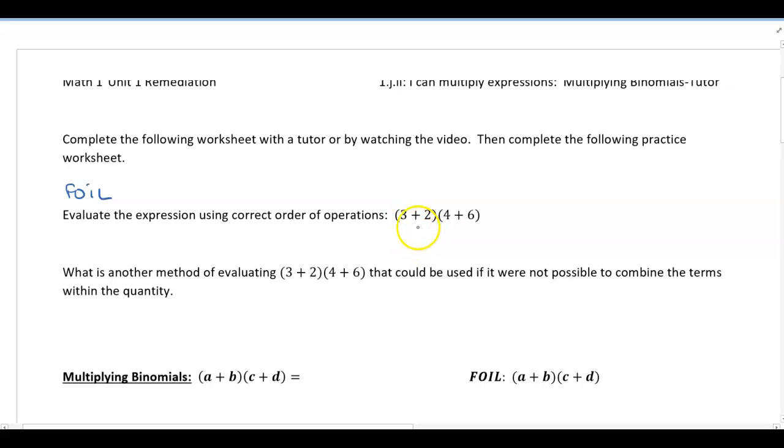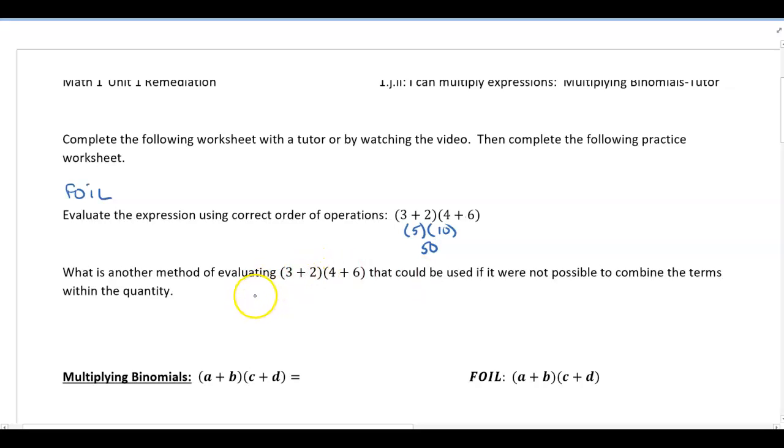Well, if I take what we would technically call a binomial times a binomial, order of operations tells us when we evaluate expressions, we always do what's in parentheses first. So 3 plus 2 would be 5, times 4 plus 6 would be 10, 5 times 10 would be 50, right? So that's one way we could evaluate that expression. But hypothetically, if those terms could not be combined inside the parentheses, what could we do?